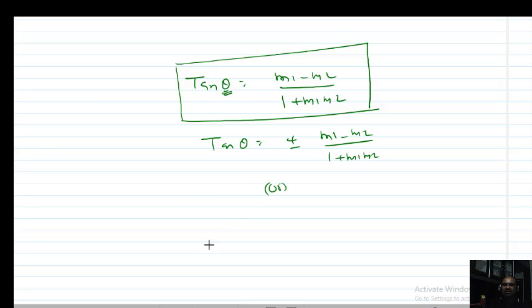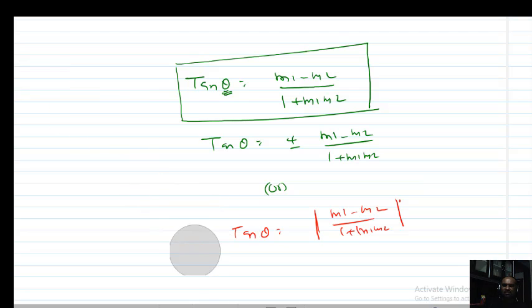Or in other words, tan theta is equal to modulus of M1 minus M2 by 1 plus M1 M2. Why do I use modulus? To get the acute angle. Generally the angle is the acute angle. If you know the acute angle, automatically you can find the obtuse angle. That is not a big problem. Using this formula, you can find the acute angle. Modulus is given.